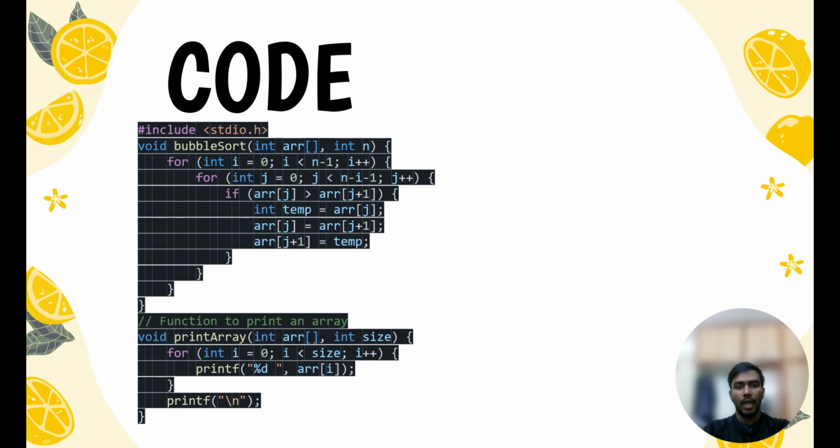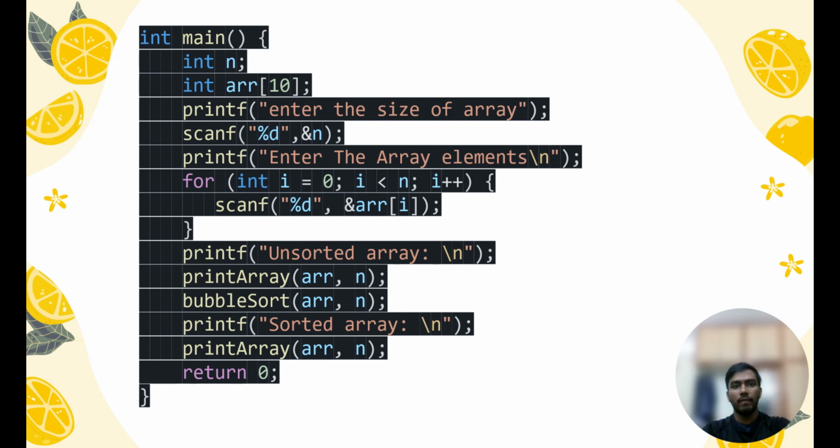Now, after that, we print the array using the printArray function, in which we start the loop from 0 till the size of the array, and we print every value of the array. This is the main function for the code, in which we take the size from the user and then create an array, in which we take all the input, and then we print first the unsorted array and then call the function bubbleSort, and then again print the sorted array.